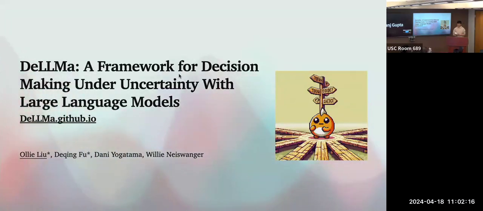So Ollie it is. This is a recent work that we put on arXiv that talks about using large language models for decision making under uncertainty. This is a joint work with Doqin, who I believe is on Zoom, Dani, my co-advisor, as well as Willie, who's here. This is a little avatar that we created for our decision-making agents. You can see that there are different top choices over here, and there are multiple paths that they can choose. The model is having a dilemma, which is why we call it Dilemma.